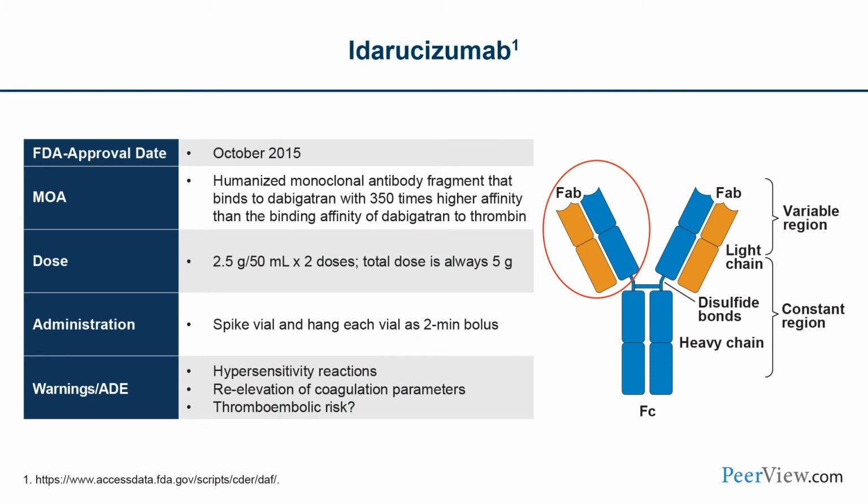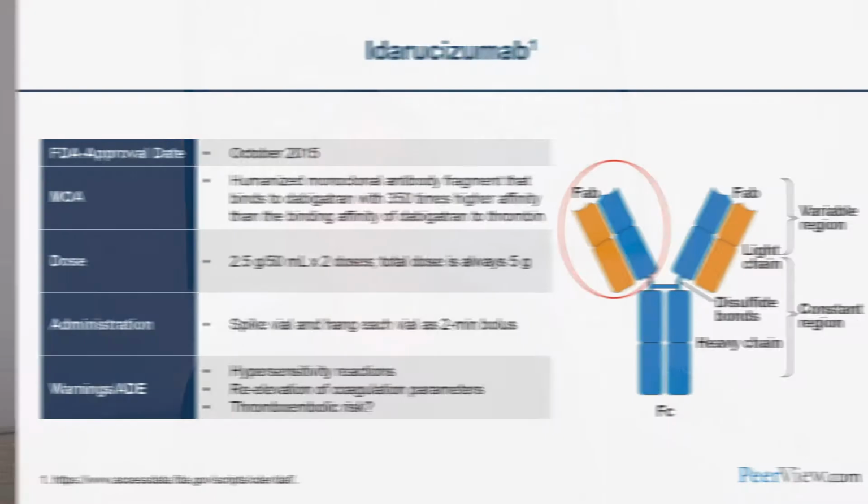Here's idarucizumab. Again, it's that end of an antibody that binds to the antigen, and the antigen in this case is dabigatran. It's specific to that drug, so you can't use the monoclonal antibody approach to reverse a class of drugs. It's specific to a single drug, and idarucizumab only reverses dabigatran.